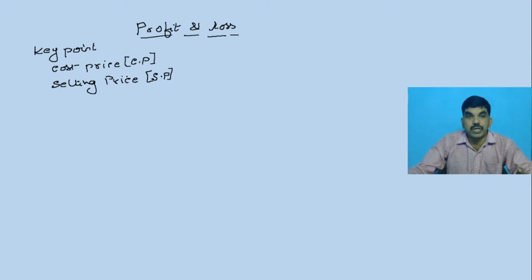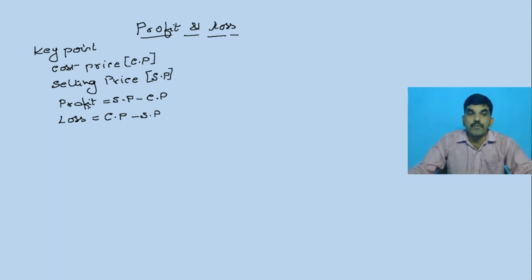Now, if selling price is more than cost price, then you will make a profit. So this profit is calculated as selling price minus cost price. Now if selling price is less than the cost price, then you will lose money because you have purchased at a higher cost and you are selling at a lower price. Then it is called a loss, which is equal to cost price minus selling price.